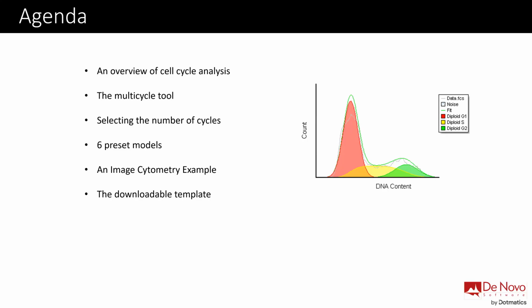I'm going to show briefly a demonstration of working with image cytometry data as well as the multi-cycle tool. With FCS Express, you can work with both flow cytometry and image cytometry data. And finally, I'll show you a template that we have available on our website for doing cell cycle analysis. So you are free to build up a layout from scratch, or you can choose to download our template and use that for your analysis.